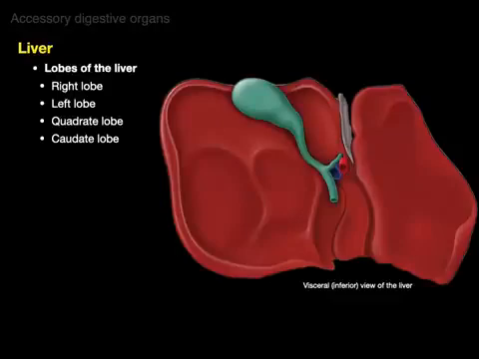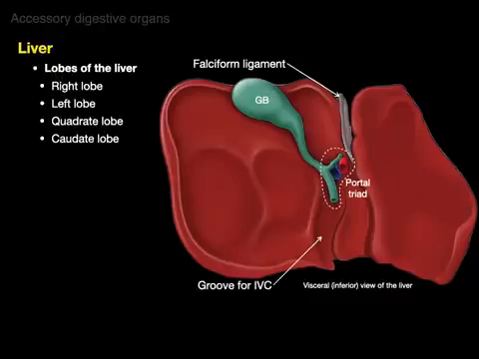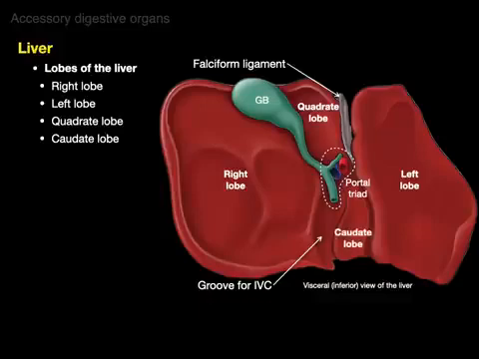Here's a visceral inferior view of the liver. There's the falciform ligament and the gallbladder, and there's the portal triad, more on that later, and that's the groove for the inferior vena cava. To the right of the gallbladder is the right lobe. To the left of the falciform ligament is the left lobe. Between the gallbladder and falciform ligament is the quadrate lobe, and between the inferior vena cava and the left lobe is the caudate lobe. They are the four anatomic lobes of the liver.